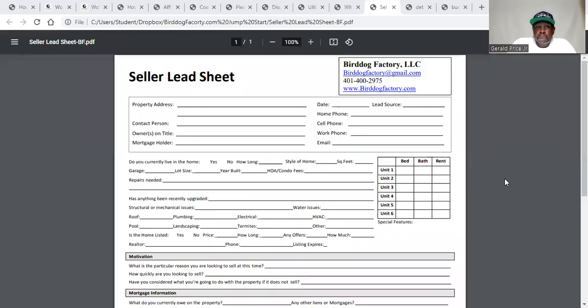Okay, so the seller lead sheet. At the top, a lot of times you have your business information there: best number to reach you, email, website, that type of thing. It's all your personal branding, right?